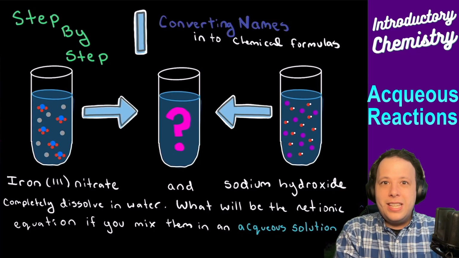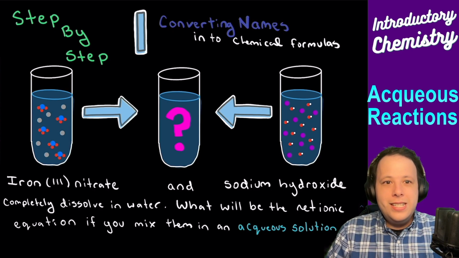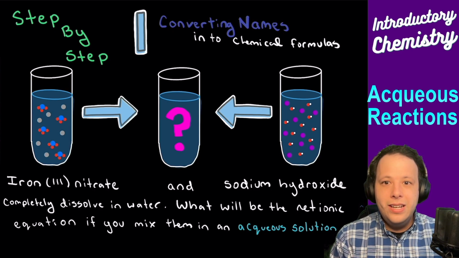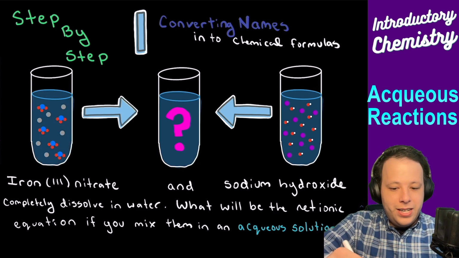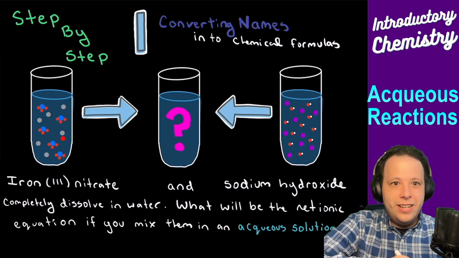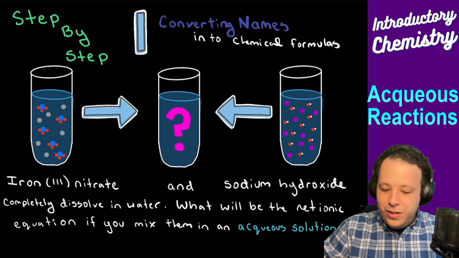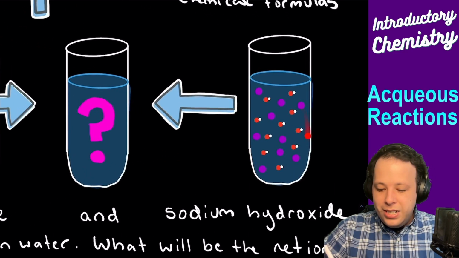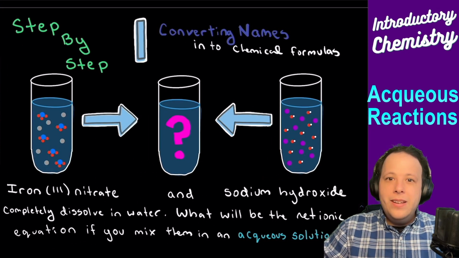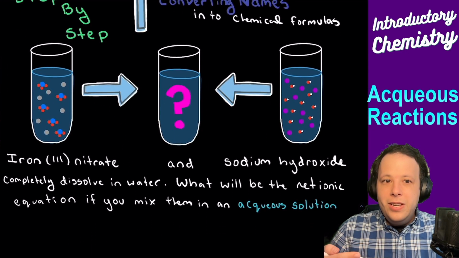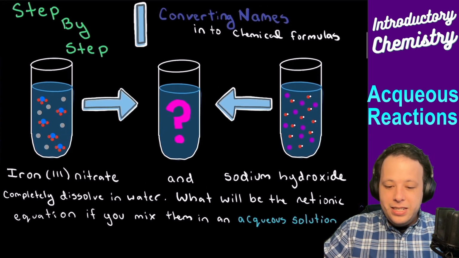The very first thing that we're going to do is look at the following problem below. It says we have iron 3 nitrate and sodium hydroxide. I have iron 3 nitrate drawn on the left, and you see that it's dissolved. Notice how the ions are apart. And then we also have sodium hydroxide over here, where the hydroxides are separated from the sodiums. They completely dissolve in water. What will be the net ionic equation if you mix them in an aqueous solution?